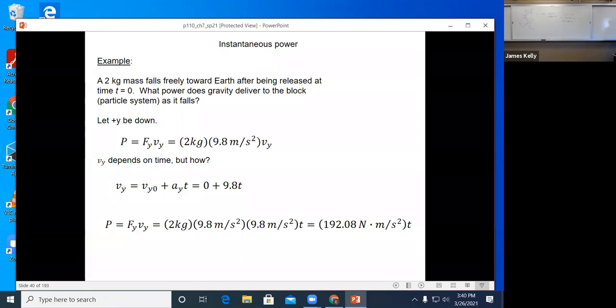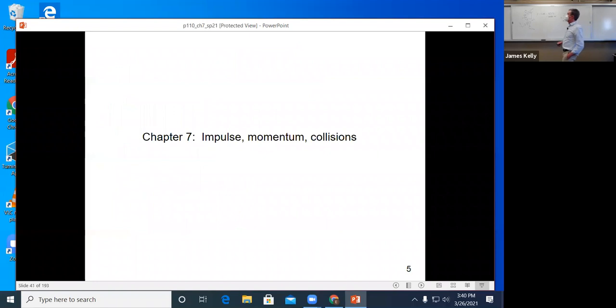Any questions on, I don't have a worksheet to do on power, but that's kind of the two varieties of things, either average power or instantaneous power, and they're pretty easy formulae to use. You just got to find the relevant force, and sometimes you have to use free body diagrams. Okay, on to chapter 7.